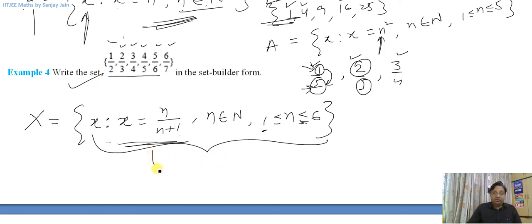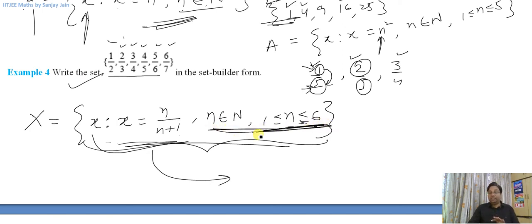Now can you convert it into the roster form if you just see this rule? Obviously you should be able to do that, because n is a natural number and it belongs to 1 to 6. So what will be the values of n? 1, 2, 3, 4, 5, 6.